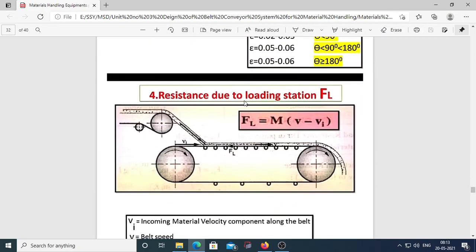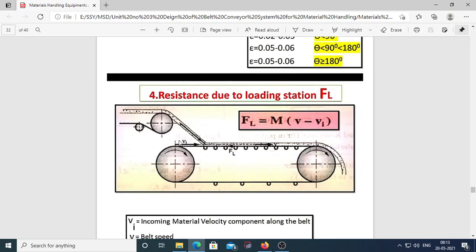Then next one, resistance due to the loading station. We want to calculate, there are two stations we have seen: resistance due to the loading station and the unloading station. For the loading station we denote it by F suffix L. Resistance at the loading station is the force the belt has to apply on the material at the loading point, where we are loading the material, so as to accelerate it from the initial speed.